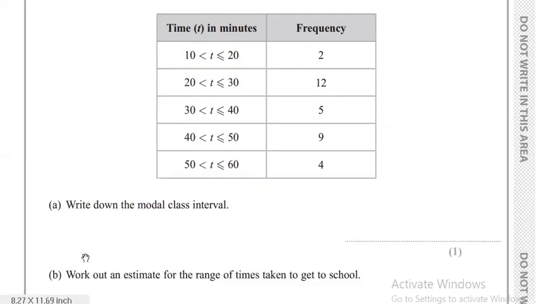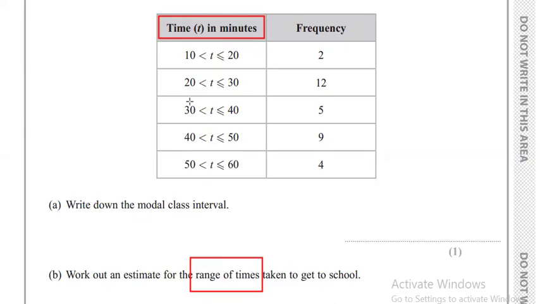Question B. Work out an estimate for the range of times taken to get to school. Now, we have to understand the meaning of range. Here, they're asking for the range, so we have to find the range from the data itself. And they already told you that the range of times, it means you take the range from the time, not the frequency. Some students have problems with this. They might come to the frequency and find the highest and the lowest and subtract them. This is misleading.